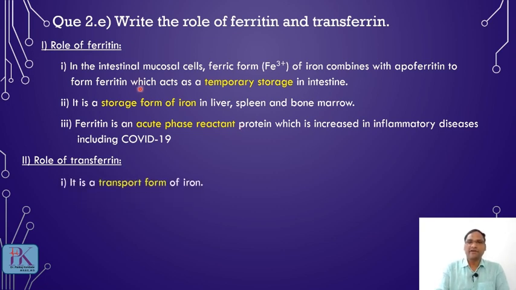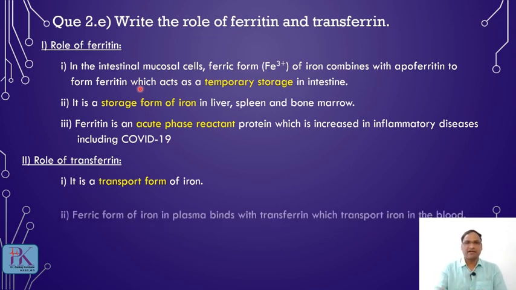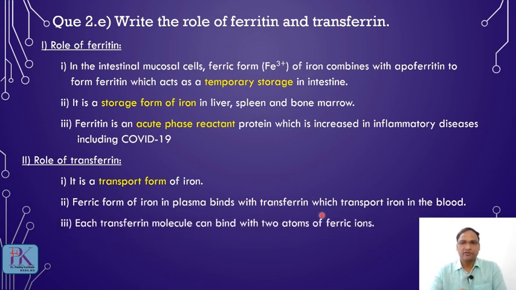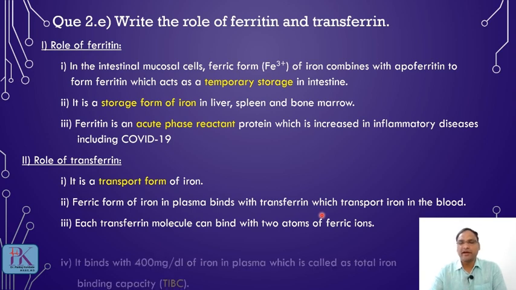What is the role of transferrin? As the name suggests, transferrin, transfer, it is a transport form of iron. The ferric form of iron in the plasma binds with transferrin, and transports the iron in the blood. Each transferrin molecule can bind two atoms of ferric iron.